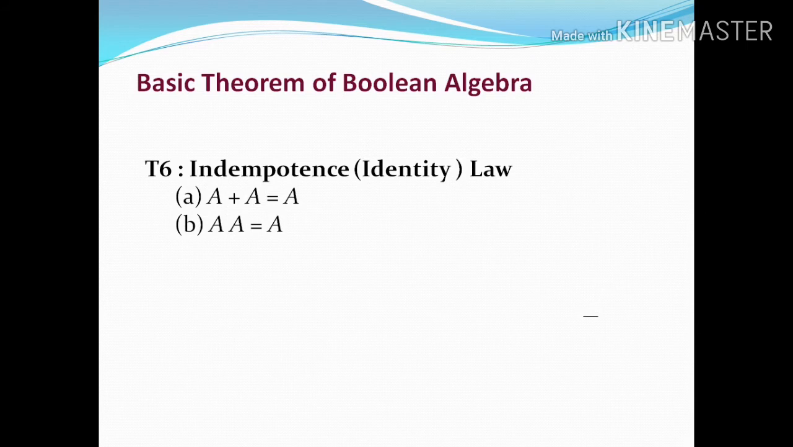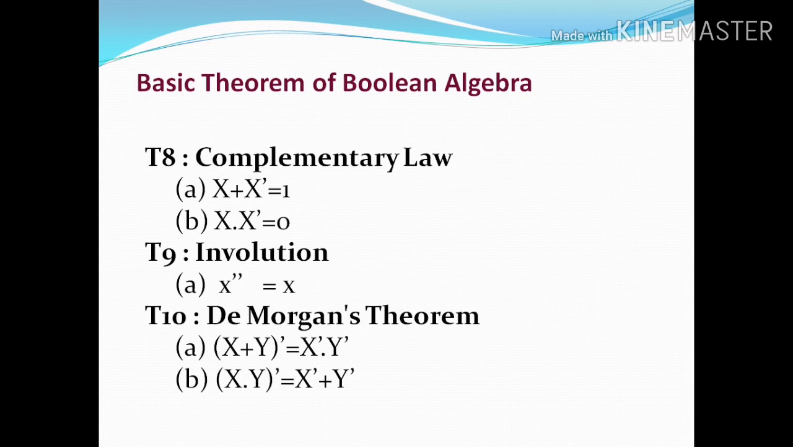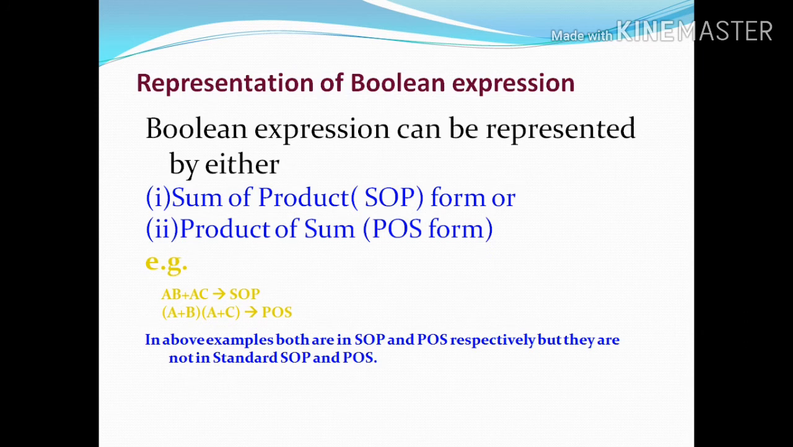Next, the idempotent or identity law tells us A plus A equals A, and A dot A equals A. Now the next one, the complementary law: X plus X complement gives us 1, X dot X complement gives us 0, and the double complement, that is the complement of the complement, always gives us X. And the very well known De Morgan's theorem: (A plus B) whole complement equals A complement dot B complement, and (A dot B) whole complement gives us A complement plus B complement.